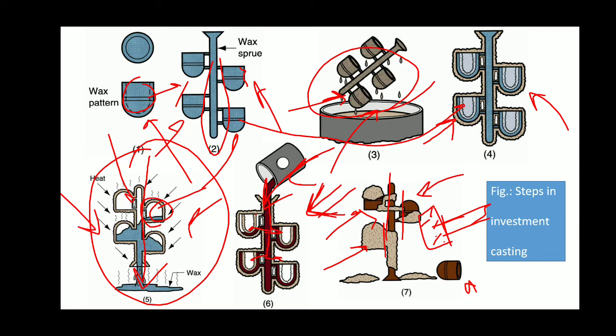After that we invert it and heat it, so that all the wax melts and runs out. It has already been preheated, so that there is no contamination. We have just obtained the mold. A number of molds are there on that particular tree, and we allow the molten metal to fill in and let it solidify. After that we break it and take out that particular cast tree. Then we can take out the separate individual cast products. So this is basically about investment casting.